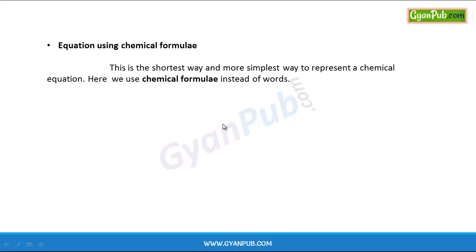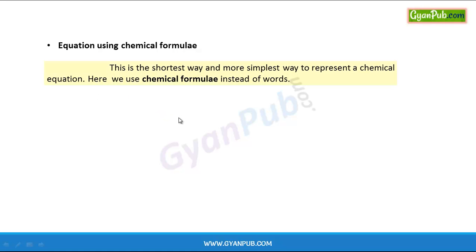If we consider a still shorter way to write a chemical equation, then we make use of chemical formulae. We write the equation using the chemical formulae of the chemical substances involved instead of words. This is a shorter and simpler way to represent a chemical equation.